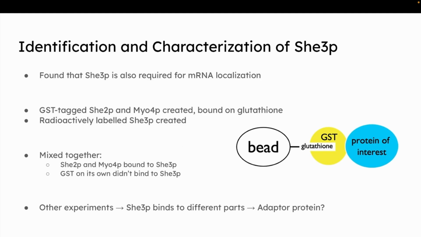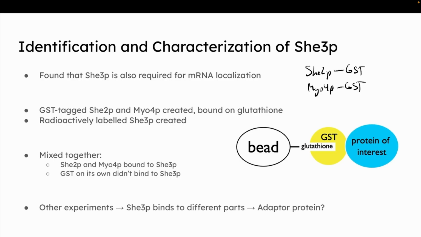And so what they did is they first found another protein. All right, stick with me. SHEP3, right? That was also required for mRNA localization. And bear with me, this will make sense in a bit. And what they did was they tagged with GST both SHEP2 and myo4P, okay? So both SHEP2, I'll draw here, SHEP2 has a GST, and same with myo4P, okay?